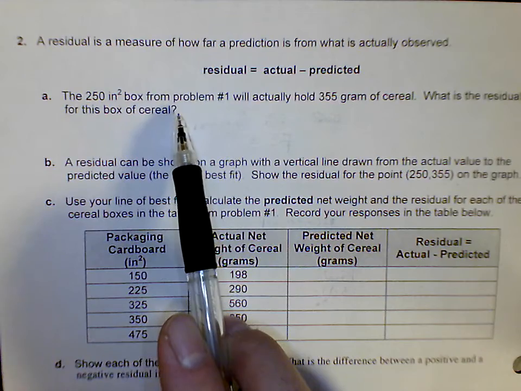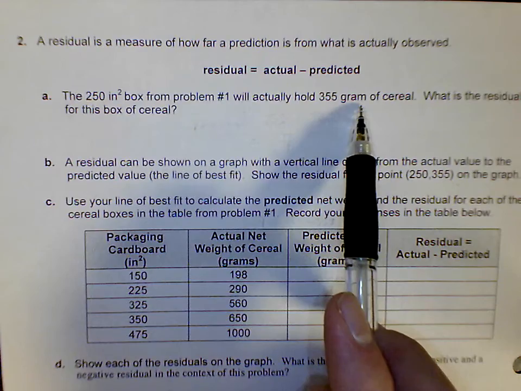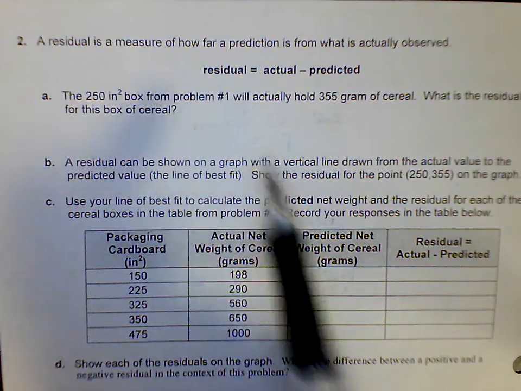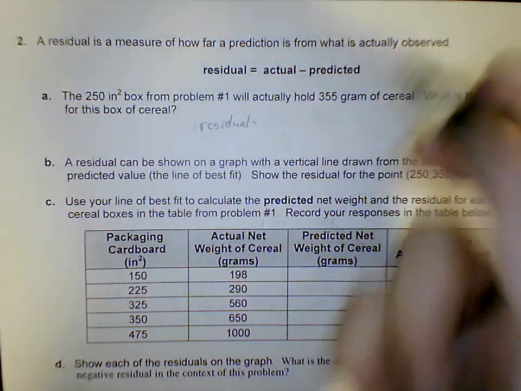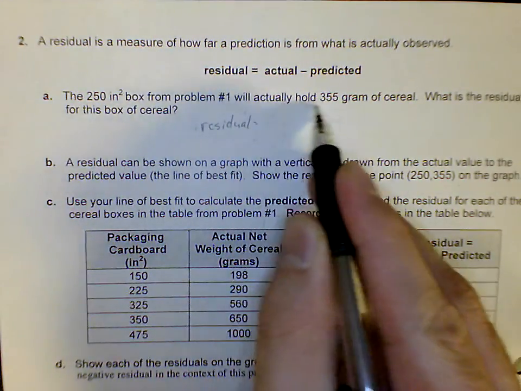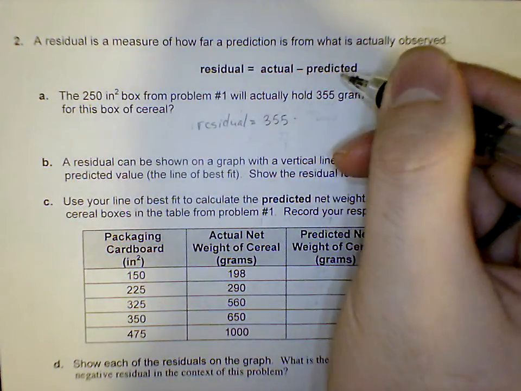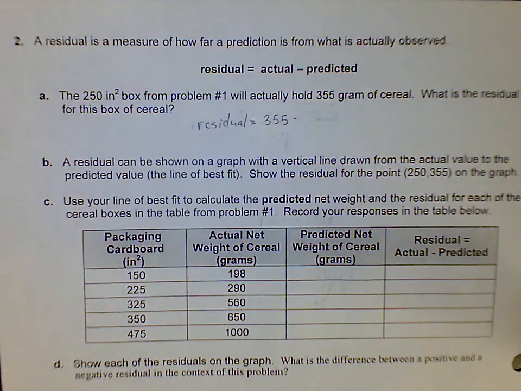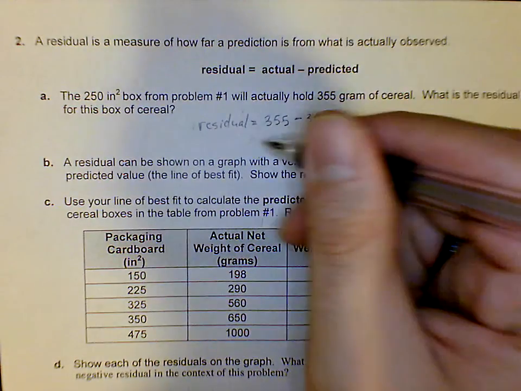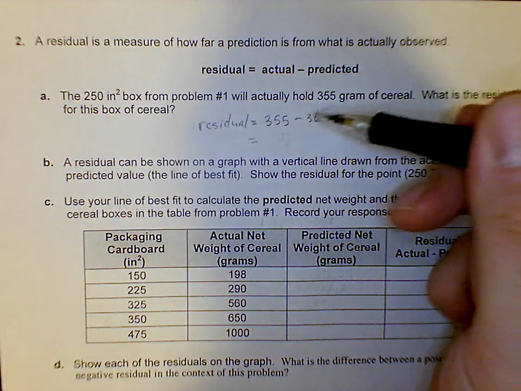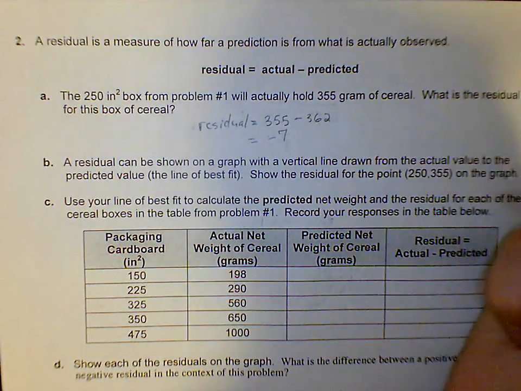So the 250 squared inch box from problem number 1 will actually hold 355 grams of cereal. What is the residual for this box of cereal? So we're going to have our residual. It's going to equal the actual amount, so it actually holds 355 grams. The actual amount is 355 minus the predicted. And if you guys remember from the front, we got an answer of 362 for our predicted value. So we were really close with that. When I do the subtraction, 355 minus 362, we get negative 7.